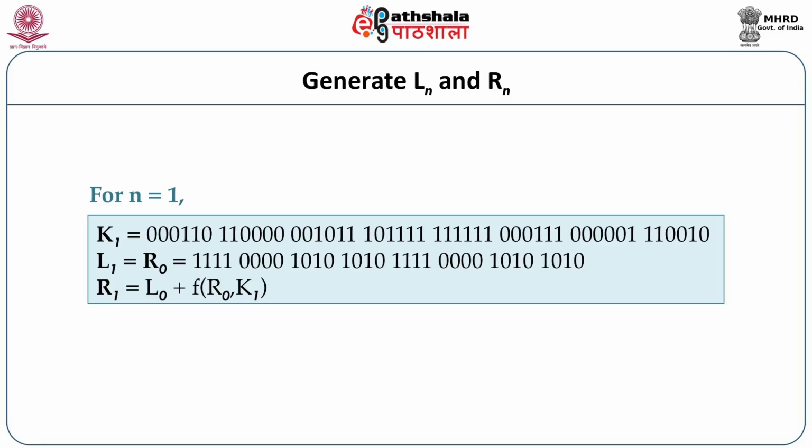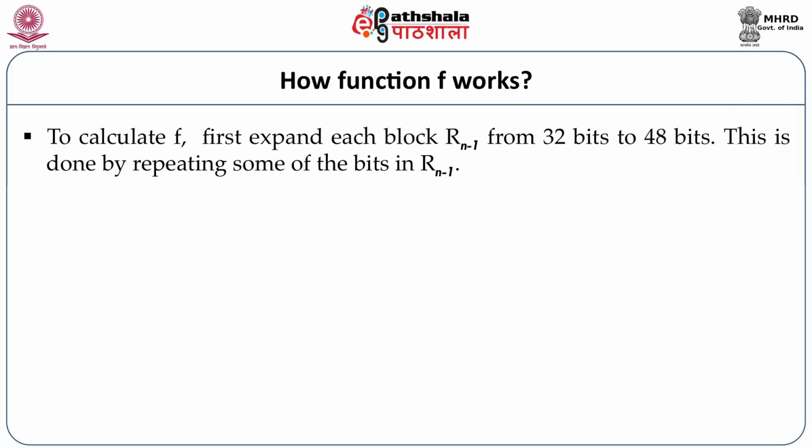To generate L1, we need to copy R0, and to generate R1, we need to take L0 and apply the exclusive OR with the function. What are the inputs to the function? R0 and K1. Now, how does the function f work?